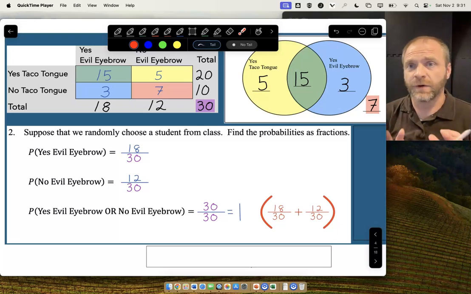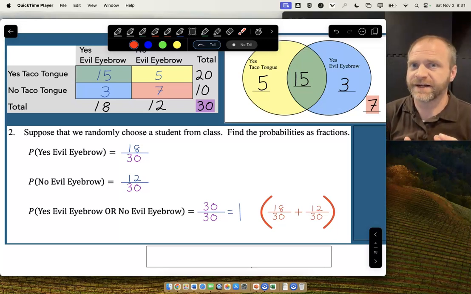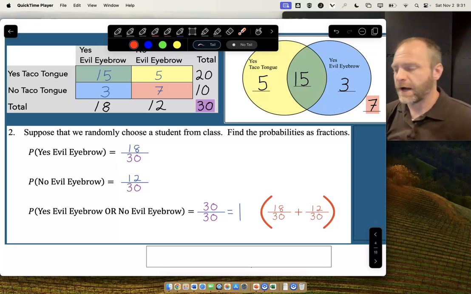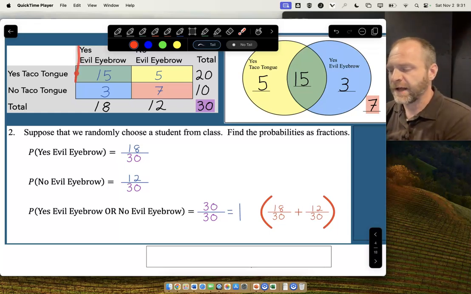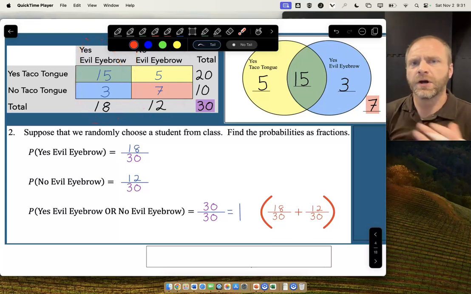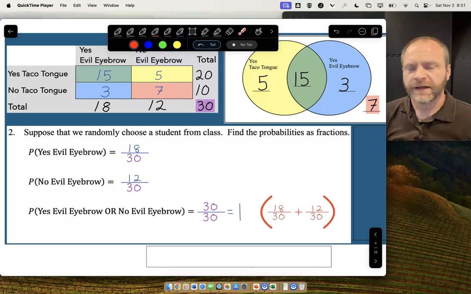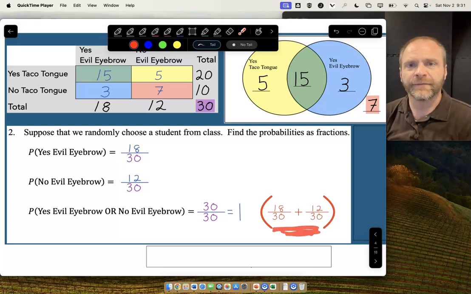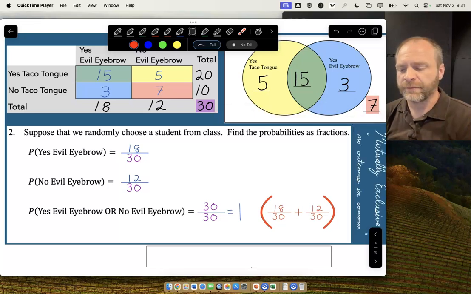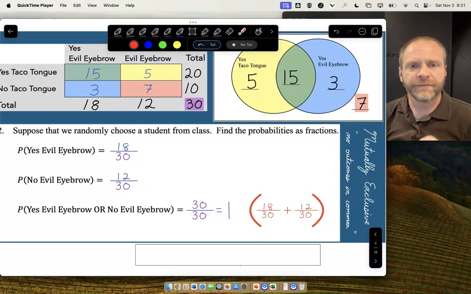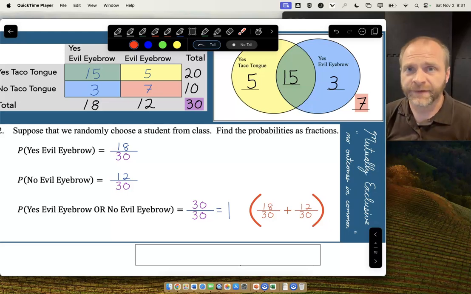Now in this case, focus on my highlighting here. There's a reason why this problem's on here, and it's because of number 3. If I focus on my highlighting here, yes, evil eyebrow and no evil eyebrow, they had no outcomes in common. And so because of that, I could add them directly together without any issues. And we call that mutually exclusive. If something is mutually exclusive, that means they have no outcomes in common.